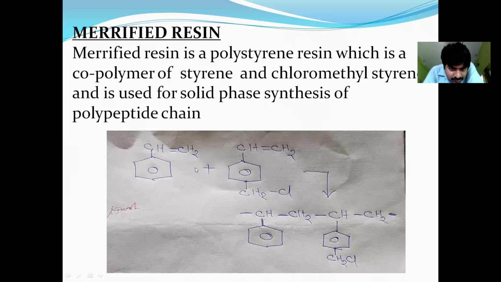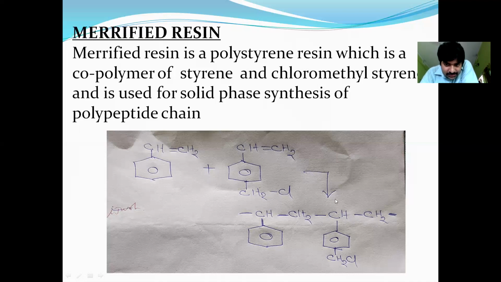And this carbon is linked to this carbon. Just see. This bond will be a single bond. CH single bond CH2. This carbon is linked to this carbon by a single bond. Just see, this carbon is linked to this carbon by a single bond. So just see, CH single bond CH2.